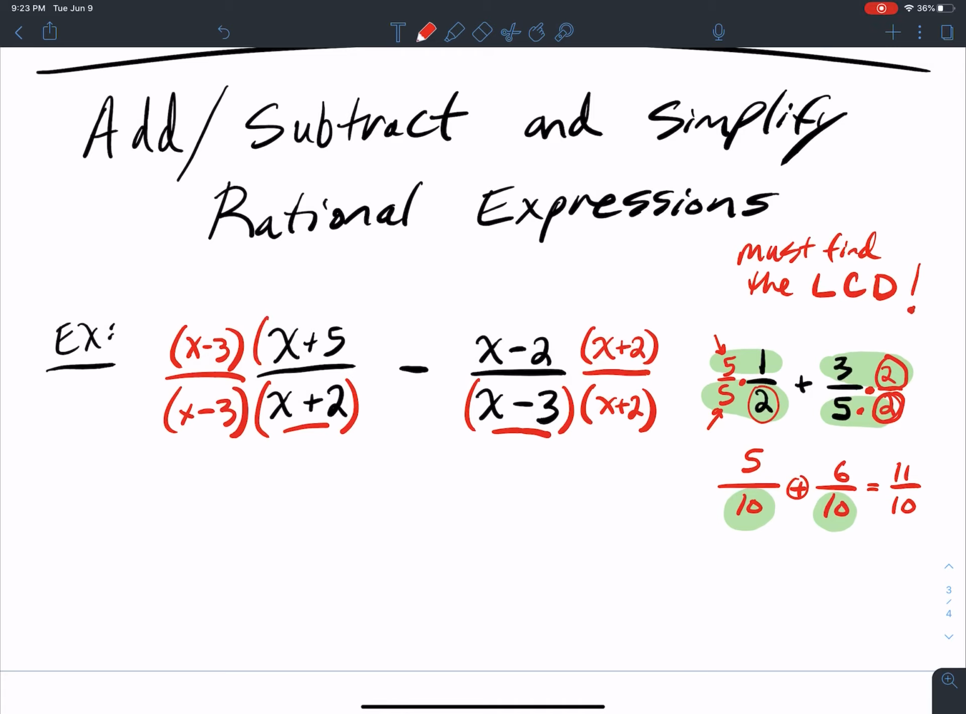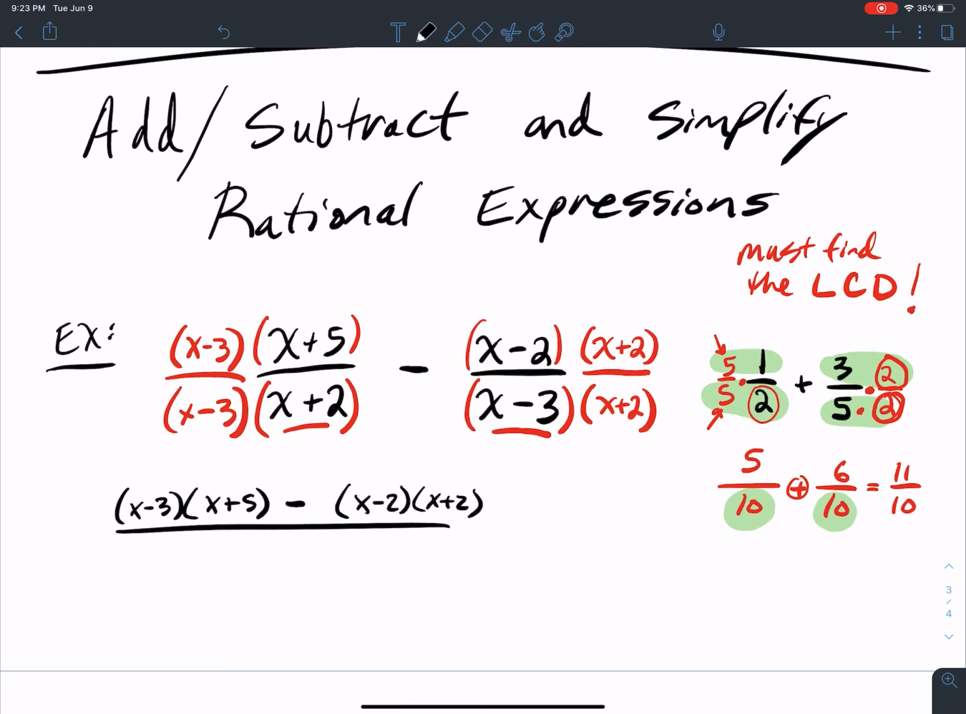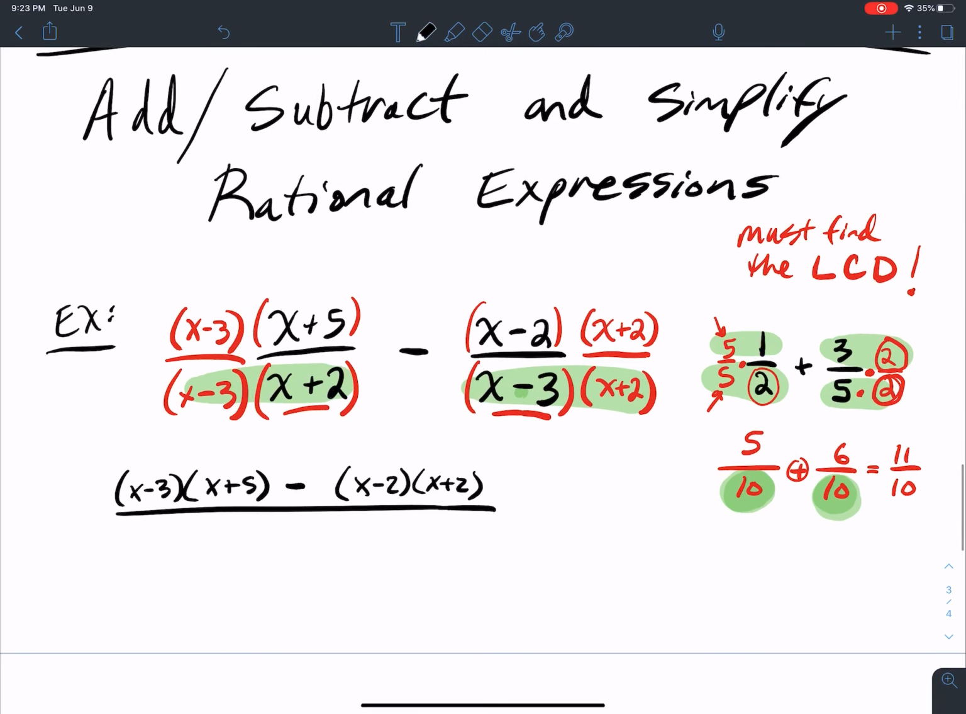So now, what do I have? Well, I've got in the numerator x minus 3 in parentheses times x plus 5, minus x minus 2 times x plus 2. And in the denominator, I have the same base here and here, so I just write that, just like I did my 10s. I wrote the 10 there. I have my x minus 3 and my x plus 2. Okay?